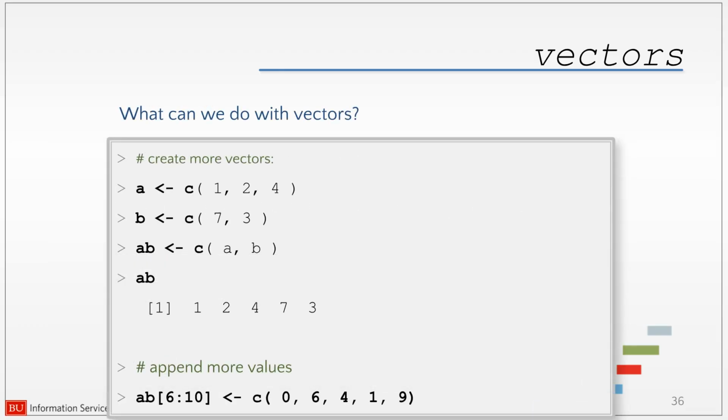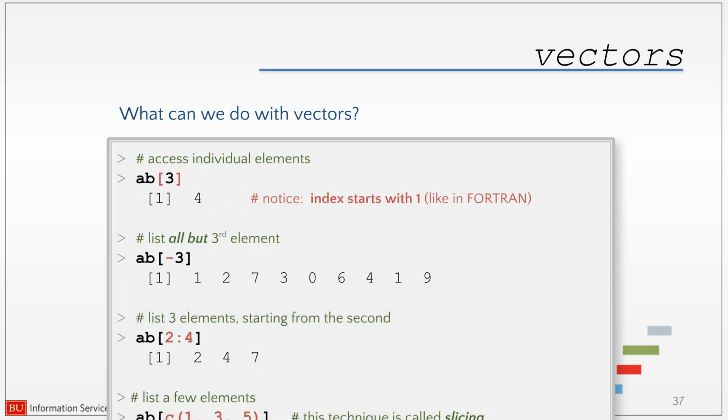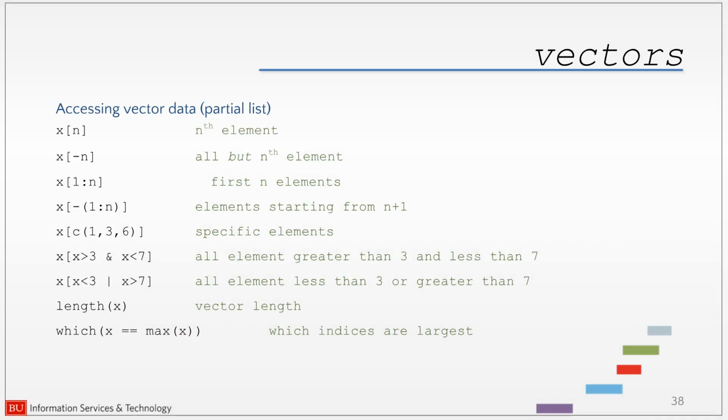Vectors can be combined using c. You can also append more values to an existing vector by specifying the index range. You can access individual vector elements by their index, which starts at 1. Use a negative index to list all elements except that one. Slicing with c lists specific elements. Vector data can be accessed using various indexing methods, including logical conditions. The length function returns the vector length, and which finds indices of elements meeting a condition.